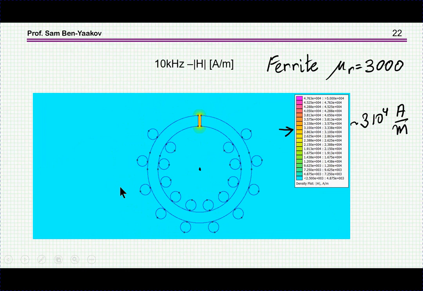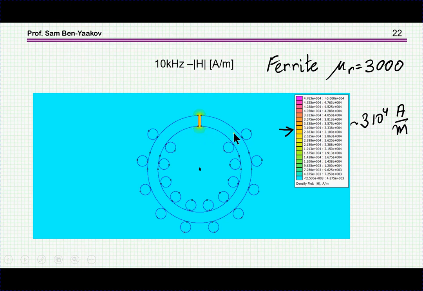Now we move to the ferrite core with a gap. This is a ferrite which is assumed to have a relative permeability of 3000. This is very typical of ferrite cores. And if we look at the color here, we see the concentration of the magnetic field within the gap. This is consistent with what we would expect, and again, this is covered in the videos that I've mentioned earlier.